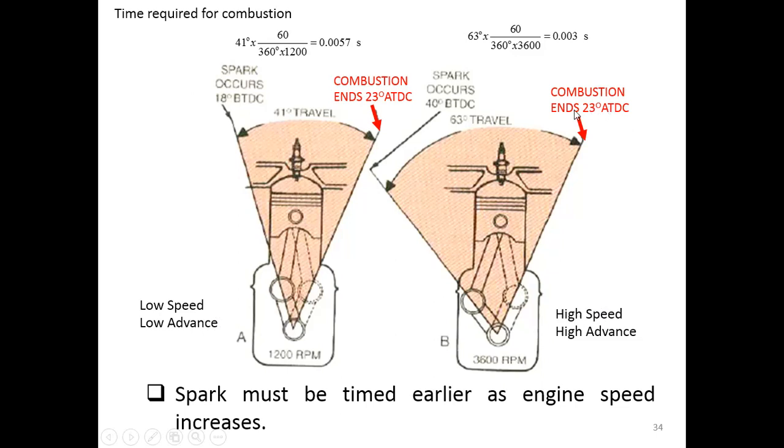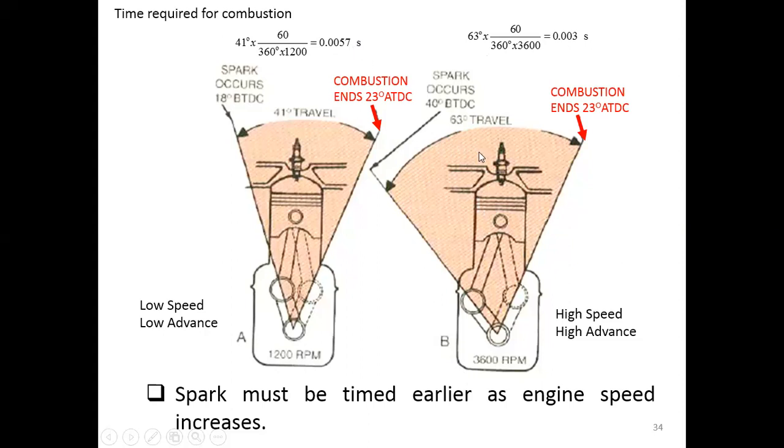For the high speed, right? You want the combustion to finish at the same degree of crank angle. That is 23 degrees after top dead center, the same position of the crank for combustion to finish. Okay, but the engine runs at higher speed, 3600 RPM, right? And the crank angle that needs to travel is 63 degrees. So when you convert this 63 degrees of travel into the time, it's what? 0.003 seconds, which is much shorter than this.